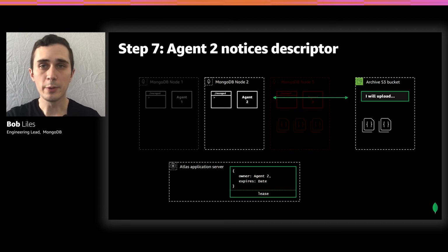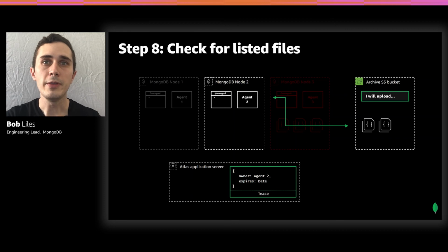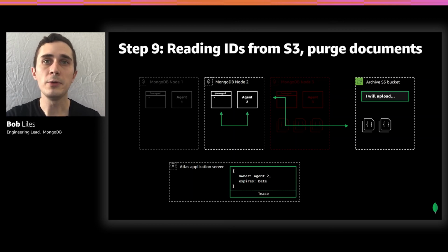This triggers the agent to perform a recovery operation. It begins to read the descriptor and check for each of the files that was supposed to have been uploaded. In order to ensure that there was no duplication of archive data between the live cluster and the archive, the agent now streams the IDs of the uploaded documents from S3 and ensures that those documents have been purged from the database. In this way, we ensure that only the documents that have been successfully uploaded are ever purged. After successfully purging the documents that were uploaded in the first run, the agent will delete the descriptor.